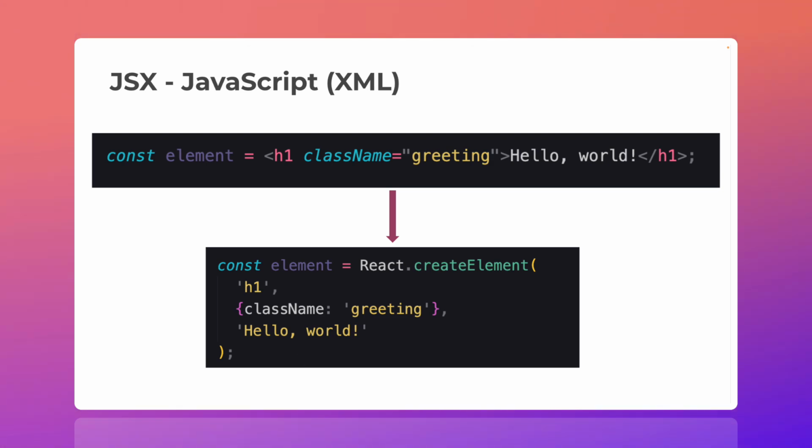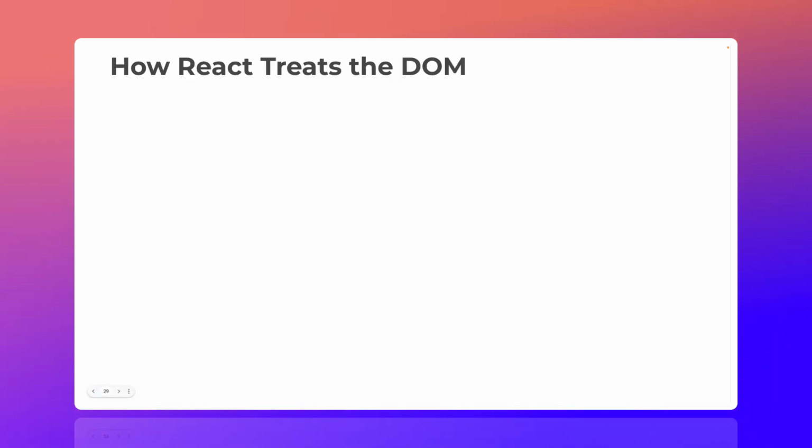So in essence, JSX simplifies the process of building complex user interfaces by making the structure of the code correspond closely, in this case as you can see, to the layout it creates on the browser, all while keeping the power and flexibility of JavaScript. Now let's look at how React treats the DOM.